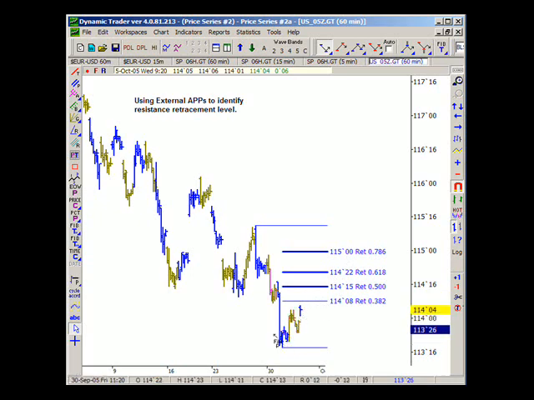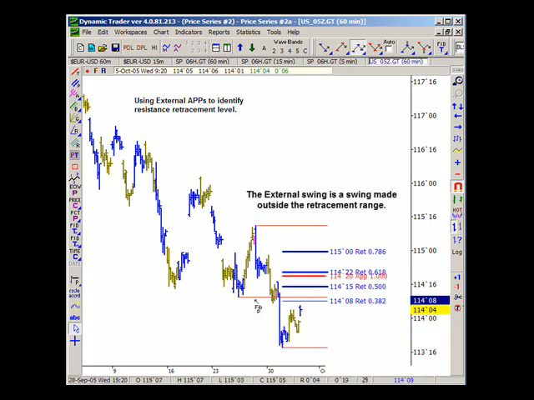So let's do our external alternate price projection. We'll do it from the most recent external swing up. And again, what we mean by an external swing up is a swing that was prior to the retracement range. So it was that rally just before we began this retracement range. And we have that alternate price projection falling around the 62% retracement, just below it.